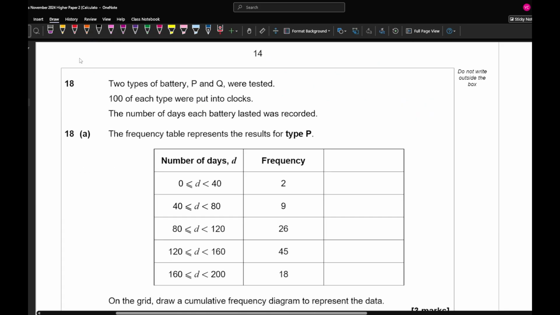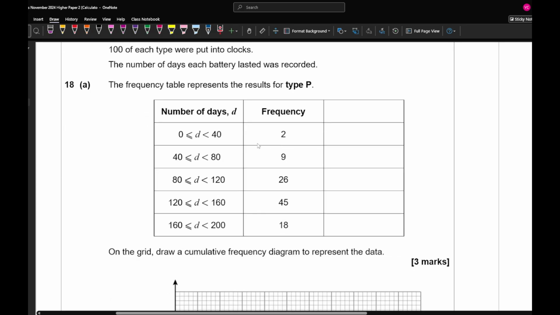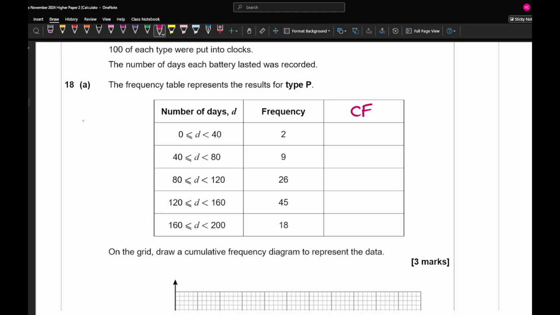Moving on to question 18, it says two types of batteries P and Q are tested. 100 of each type were put into clocks and the number of days each battery lasted was recorded. And we've got a frequency table that represents the results of type P. And the question is asking us to, on the grid, draw a cumulative frequency diagram to represent the data. So using the table, what I need to do first is create my cumulative frequency values.